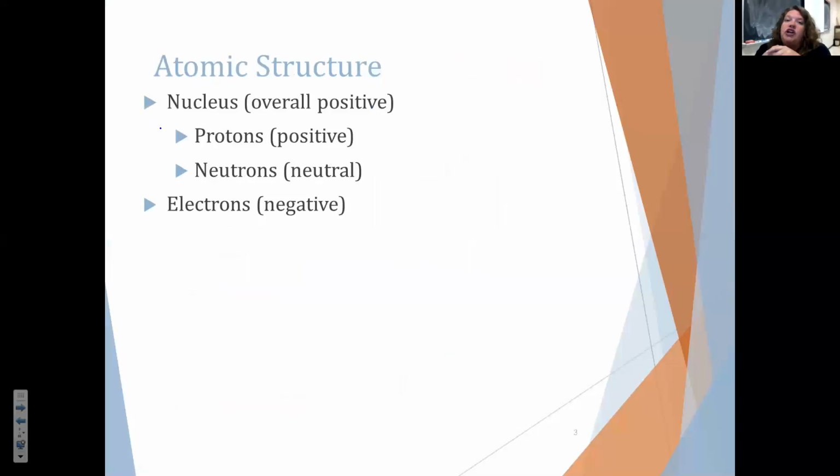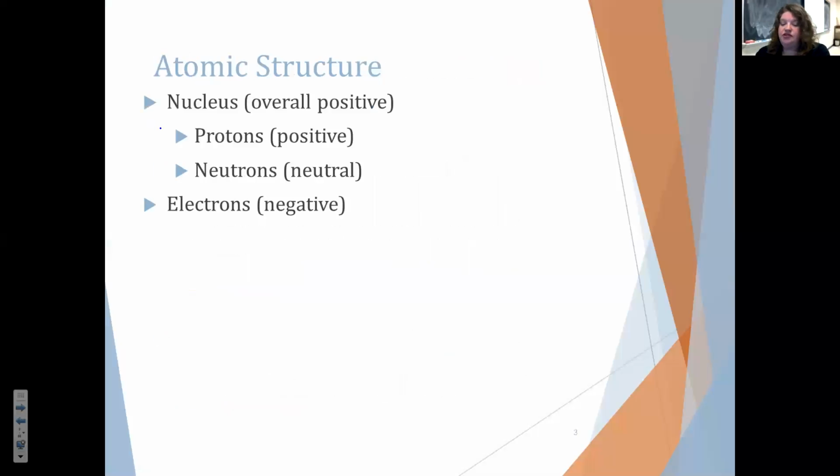So we're starting with the basics of chemistry. Chemistry is not a prerequisite for this course. I'm not making any assumptions that anyone has chemistry in their background. So we're going to start really basic. We're going to start by talking about the structure of the atom.